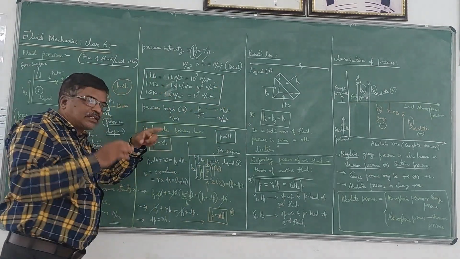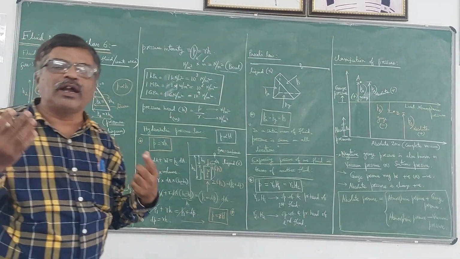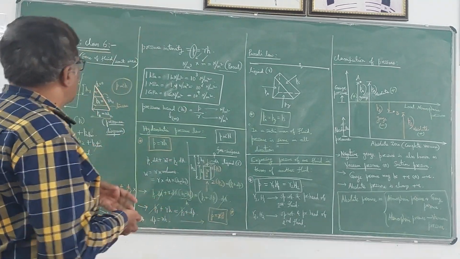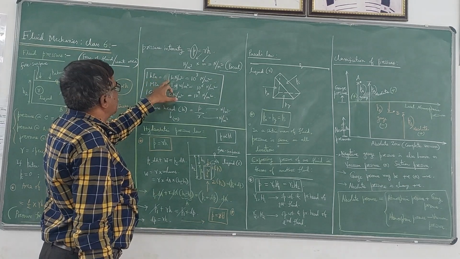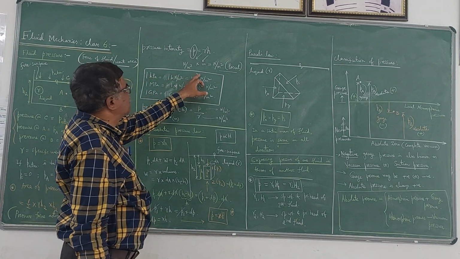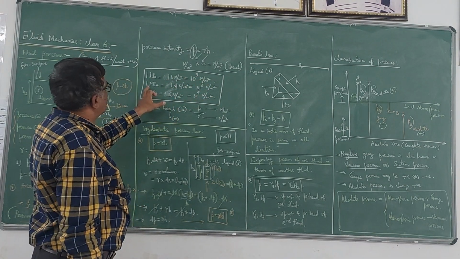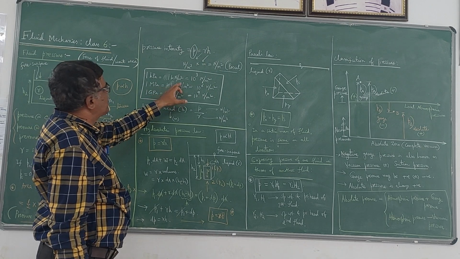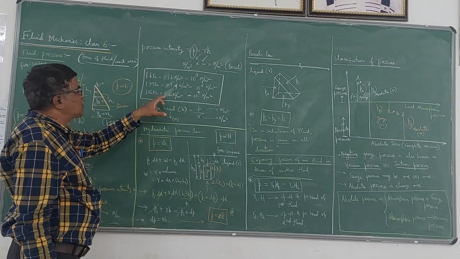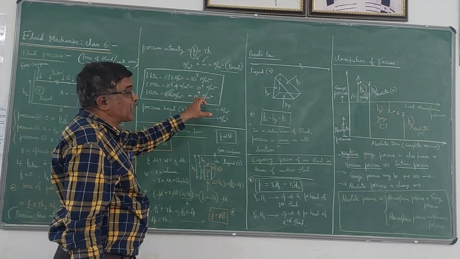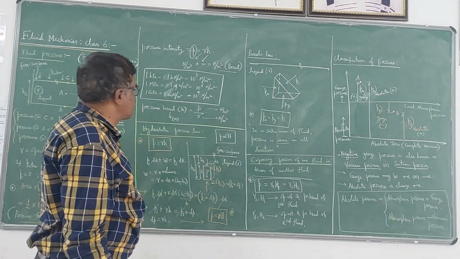If the pressure is high, then you can express the pressure in terms of kilopascal, megapascal or gigapascal. So 1 kilopascal is 1 kilonewton per meter square or 10 power 3 Newton per meter square. 1 megapascal is 1 meganewton per meter square or 10 power 6 Newton per meter square. 1 gigapascal is 1 giganewton per meter square or 10 power 9 Newton per meter square.